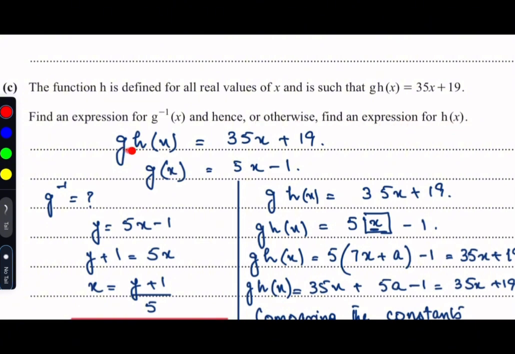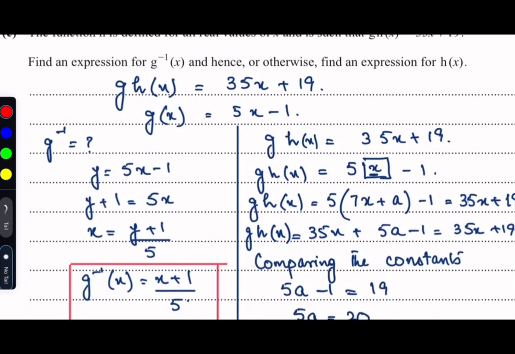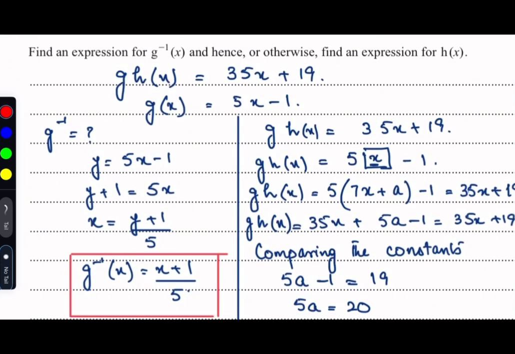So they have said g of h, where we do not know this h function, is 35x plus 19, and g of x is 5x minus 1. So that means in this function g, in place of x, I should have substituted the h function to obtain 35x plus 19.